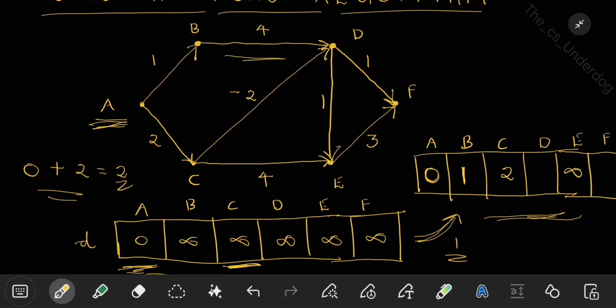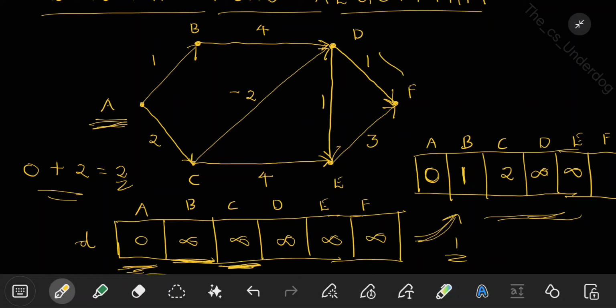Next, I am taking edge BD. This is also the same case. Distance to B itself is infinity. So adding 4 will keep it as infinity. So distance to D is infinity. Next, I'll take edge CD. CD is having a weight minus 2. But the problem is distance to starting vertex C is already infinity. Infinity plus minus 2 is again infinity. So distance to D will remain as infinity after relaxation of edge CD.